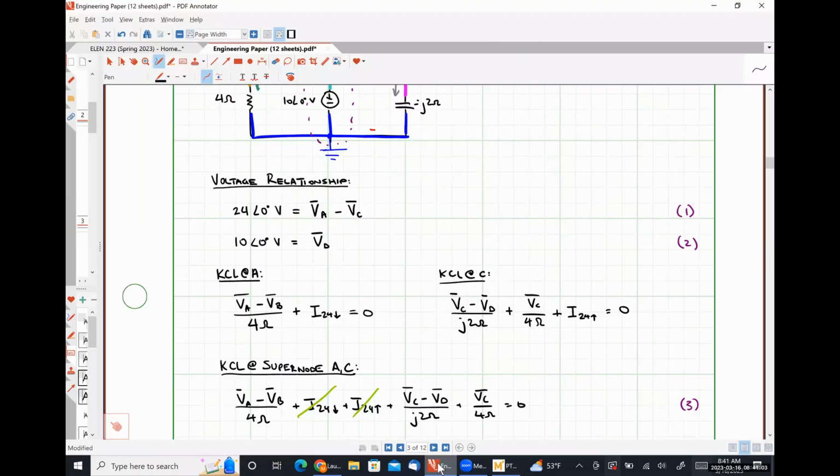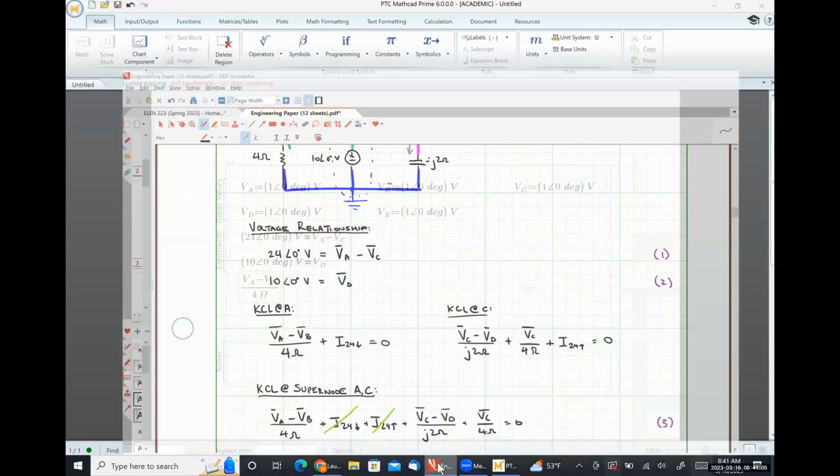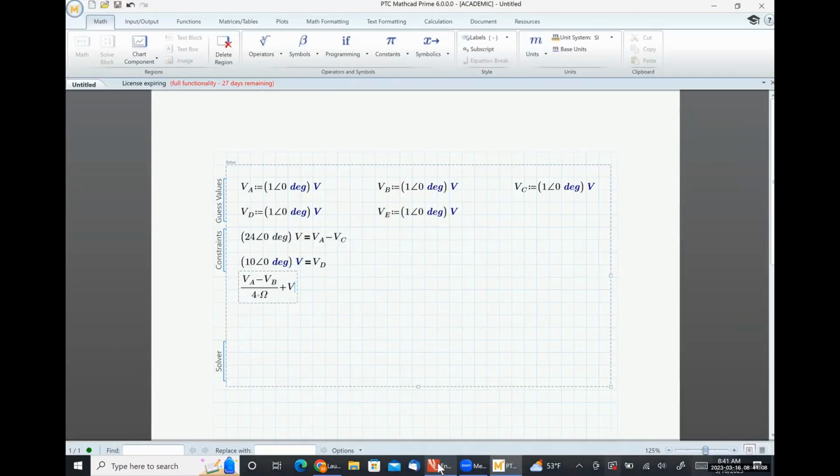Then we're going to have VC minus VD over J2. Is that positive J2 or negative J2? Positive J2. All right. So there is a particular syntax that we're going to need to use here, much like in your calculators. J2 is going to cause it to freak out. 2J is going to be perfectly acceptable, right? So 2J. And then I'm going to multiply this by the unit of ohms, okay?